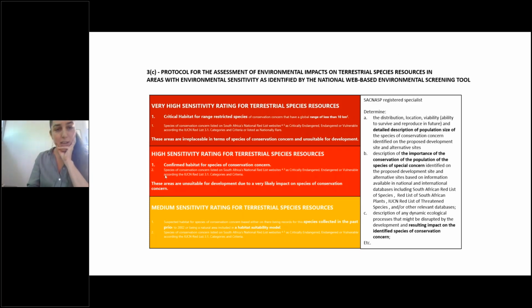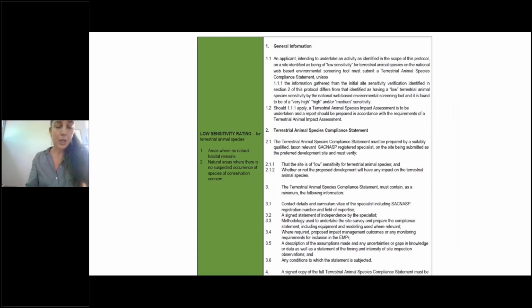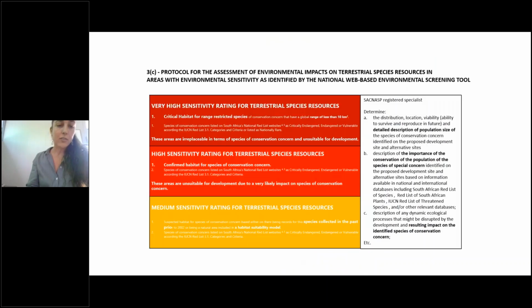Okay, so here you can see a little bit more detail of what goes into the protocol. So if you trigger any of these very high or medium sensitivity, what it means is that we require a taxon specialist to go out on site and to complete the requirements in the protocol. And there's clauses that specifically explain what the specialist needs to do and needs to record on site. Okay, so if it's one of those categories, you have to have a specialist.